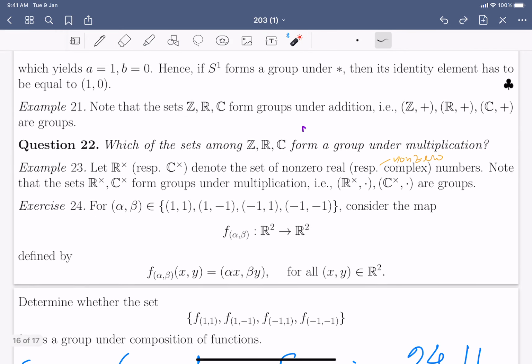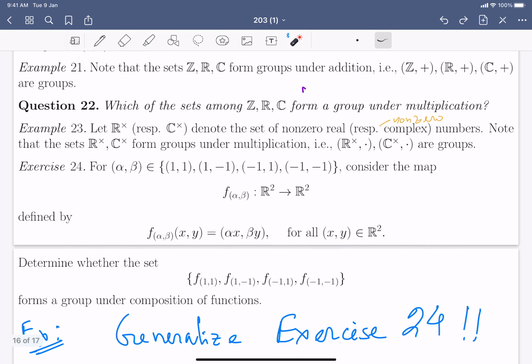In case some of you might have come up with all these examples. The set of integers with respect to addition forms a group. The set of real numbers under addition also forms a group, and so on. They are denoted by Z comma plus, R comma plus, and C comma plus, and so on. Now, you can ask what happens if we replace addition by multiplication.